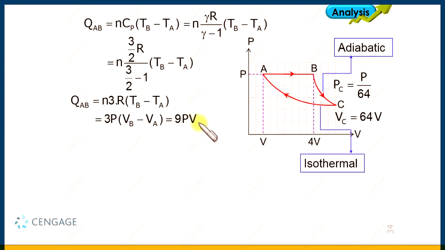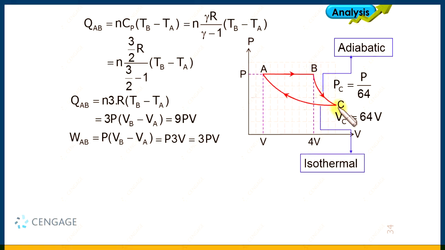Now, we can write the work WAB equal to P multiplied by delta V, where P is the pressure and delta V is 4V minus V. This is equal to P multiplied by 3V, that is equal to 3 PV. Okay, we got the value of WAB and we got the value of QAB. Now, let us move to this process B to C.